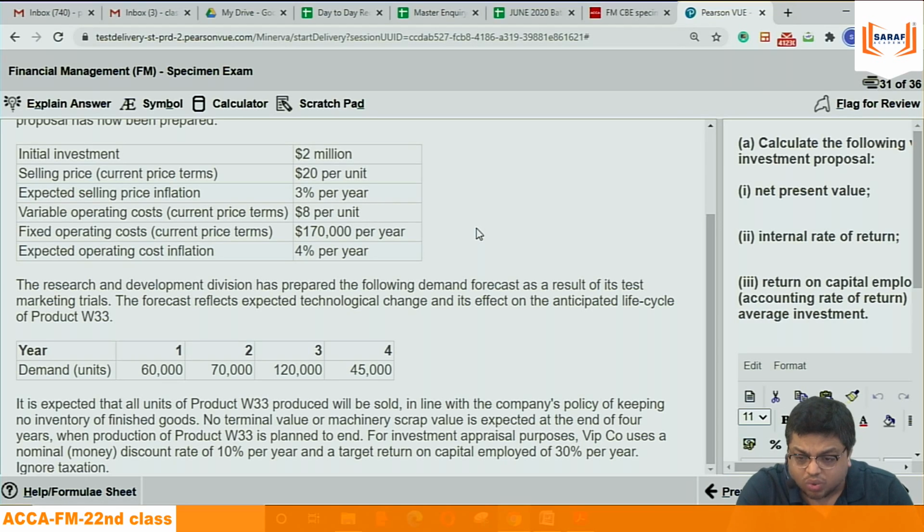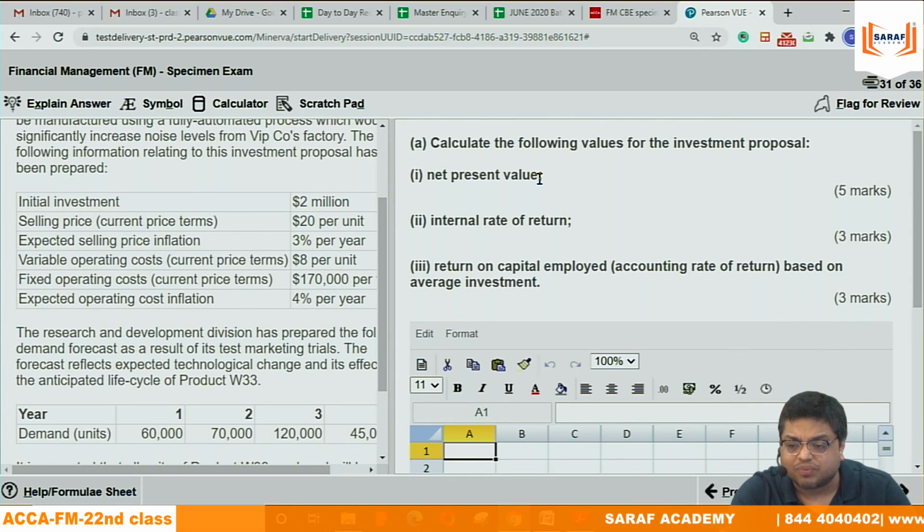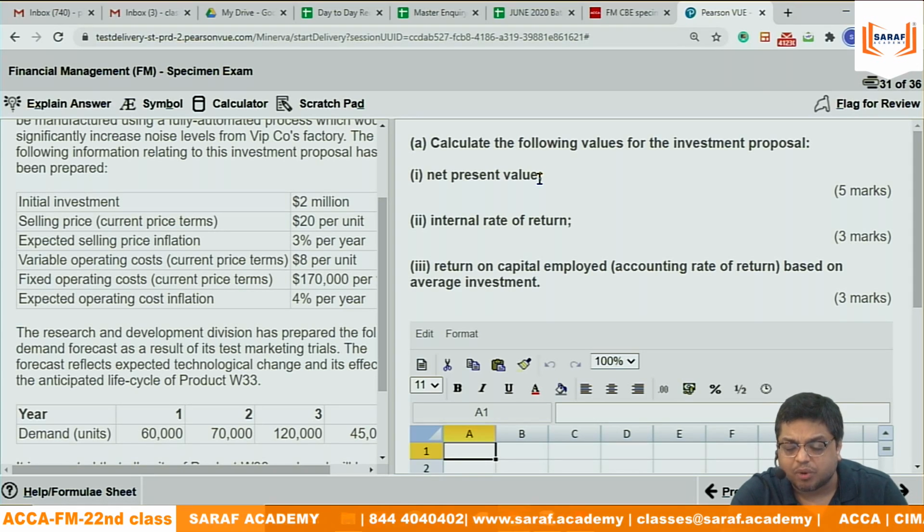But that we cannot do here because the inflation rate is given differently. This is a question relating to project appraisal, the capital budgeting area, which we did in the initial classes. First 8 to 9 classes I have given on this in this batch. Calculate the following values for the investment proposal: net present value, internal rate of return, return on capital employed, accounting rate of return based on average investment.